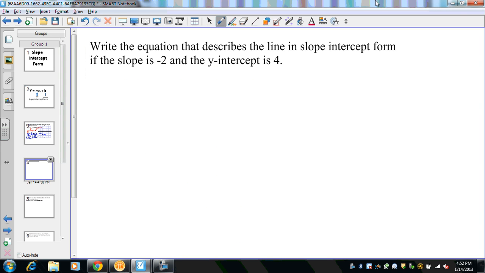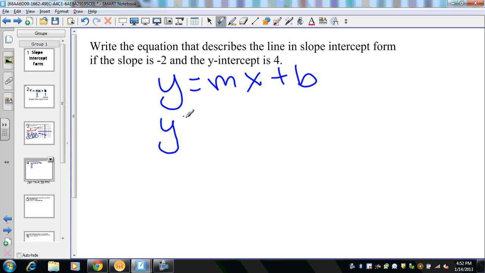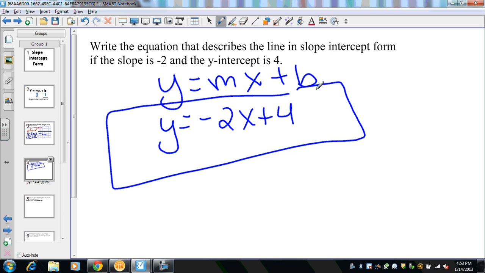All right, so let's do another example. It says, write the equation that describes the line in slope-intercept form if the slope is -2 and the y-intercept is 4. So again, slope-intercept form, y = mx + b. So y is equal to, m stands for our slope, so our slope is -2 times x, and b is our intercept, and since it's positive, it's just going to be +4. And so this is it for that one.